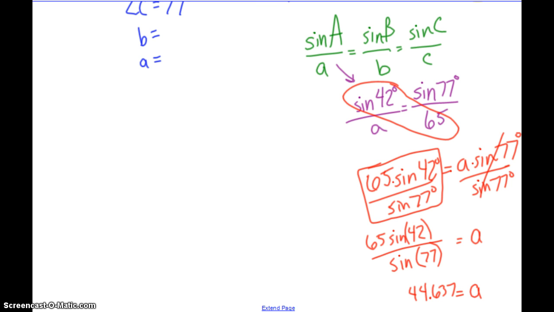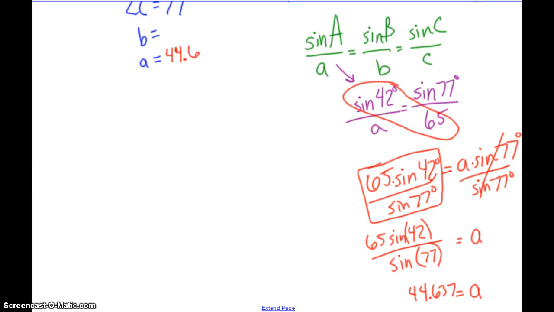I don't need to write that whole decimal for my side length A. So I'm going to write it as 44.6. Again, if your teacher's okay with one decimal place, then 44.6 is fine. If they would rather have two, then write 44.64. If they want three, 44.637, and actually we would round that 7 up to an 8 because the next number is 5. So just use your calculator and what you know about your teacher to solve that.